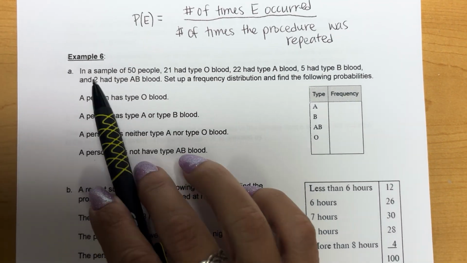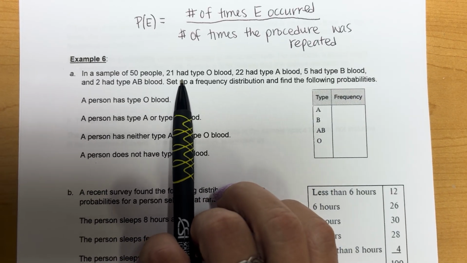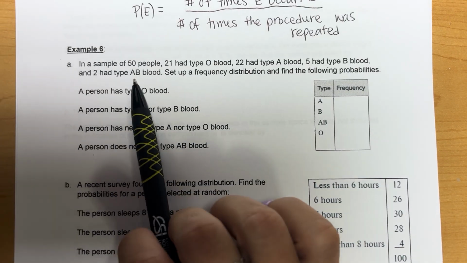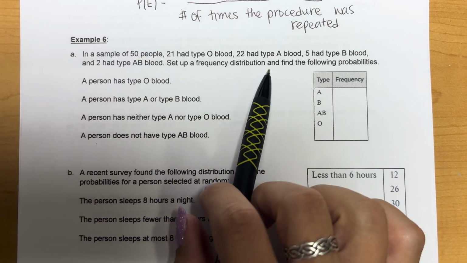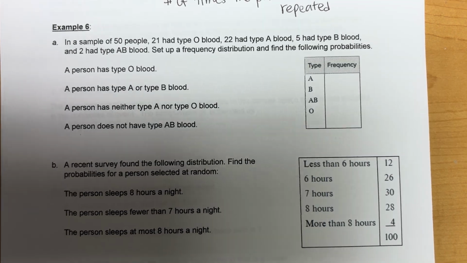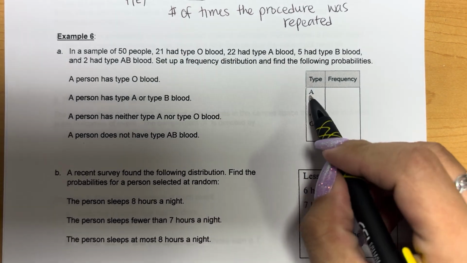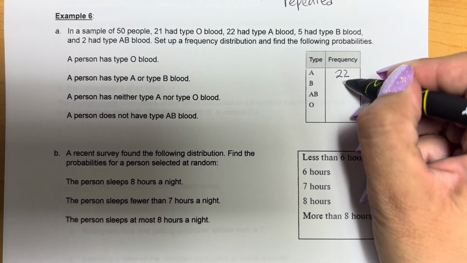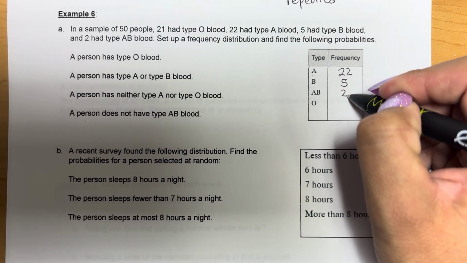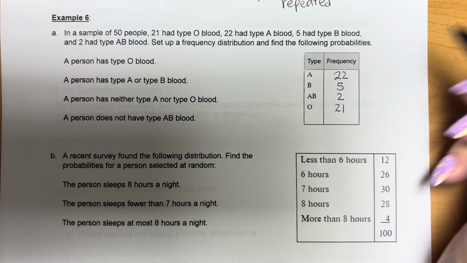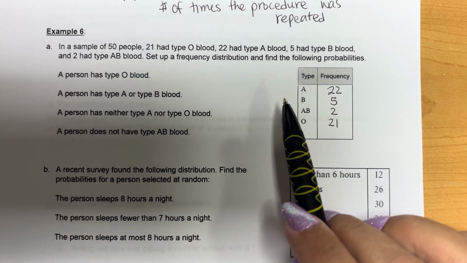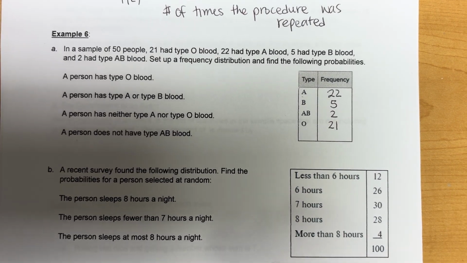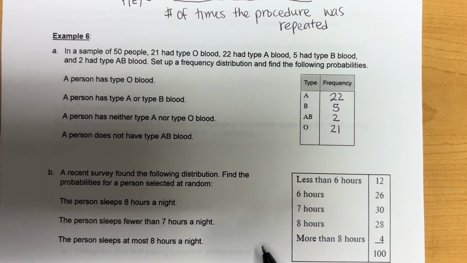New probabilities. In a sample of 50 people, 21 had type O blood, 22 had type A, 5 had type B, and 2 had type AB blood. Set up a frequency distribution and find the following probabilities. Okay, so A blood was 22, B blood was 5, AB was 2, and O was 21. Okay, now this is not how the theoretical probability would be. Type O blood is pretty rare.